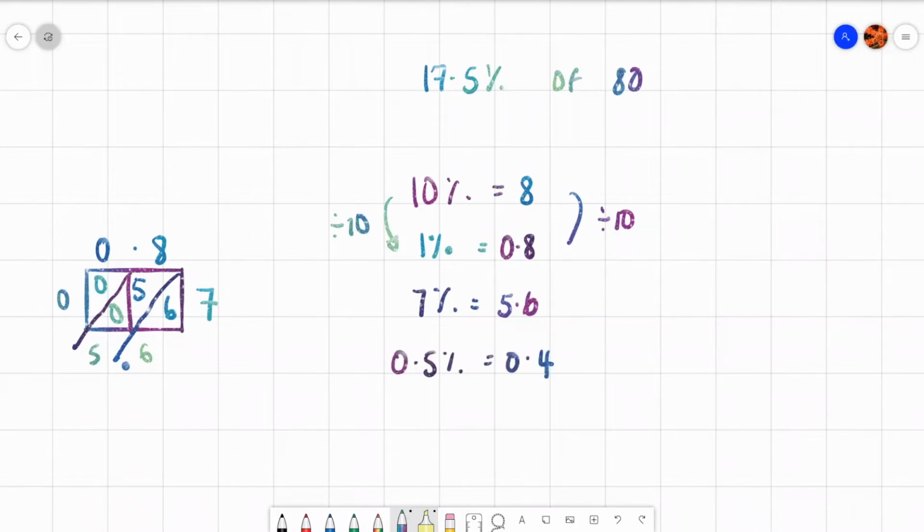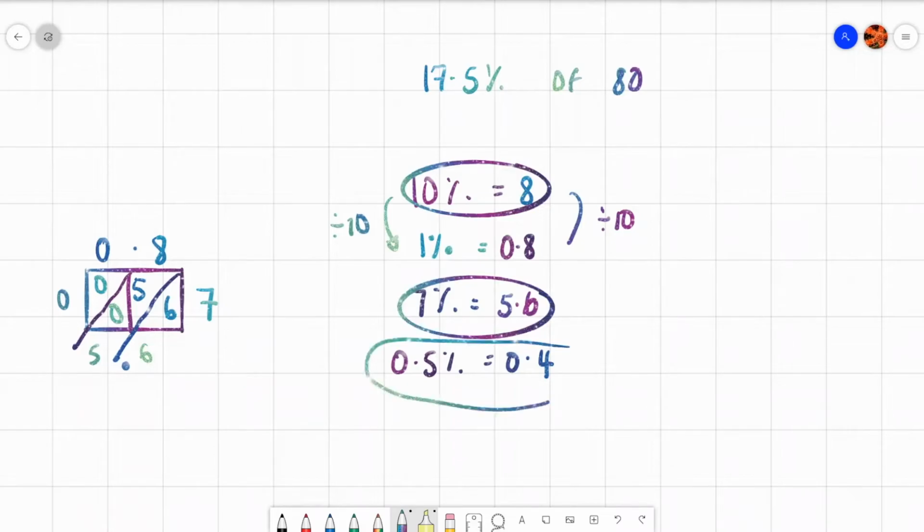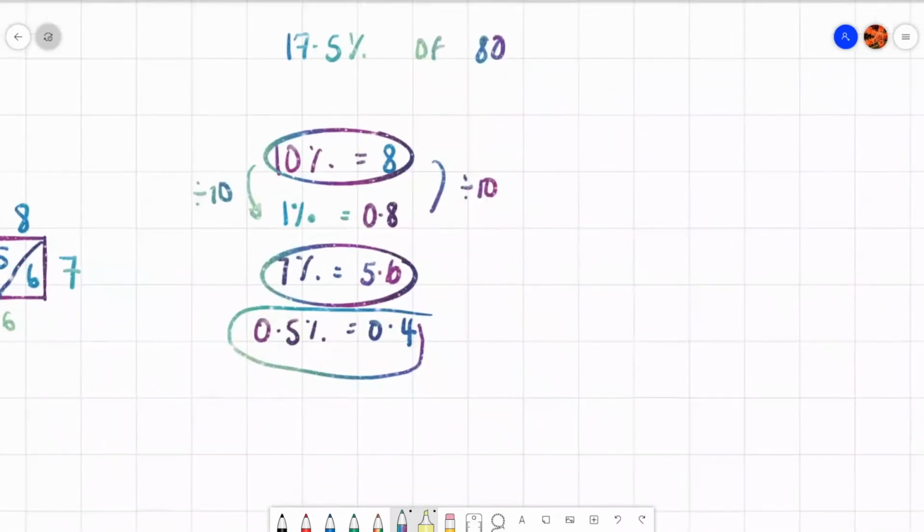Now we need 17.5%. So I need to do 10%, add 7%, add 0.5%. So I need to do 8, add 5.6, add 0.4. I'm just going to put a 0.0 there. So that is 10, carry the 1 over, 8, 9, 10, 11, 12, 13, 14. And there we are. 17.5% of 80 is 14.